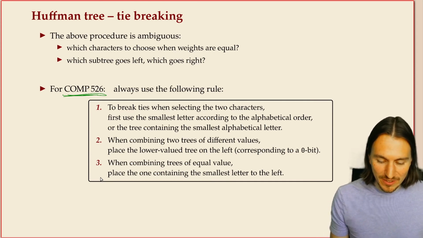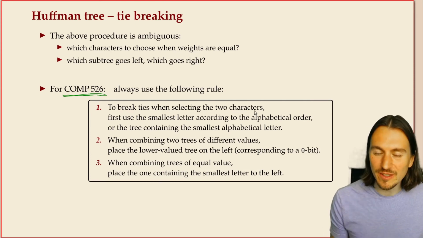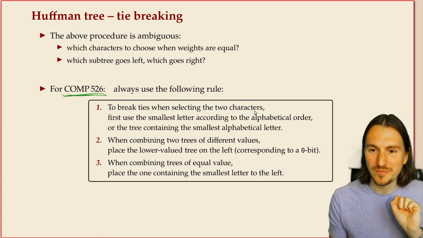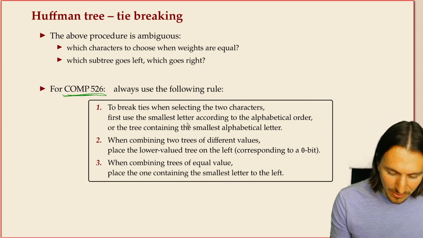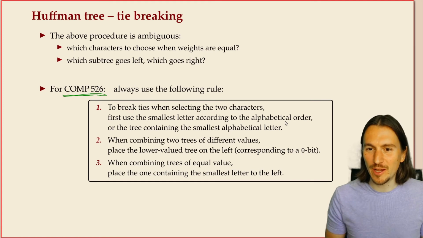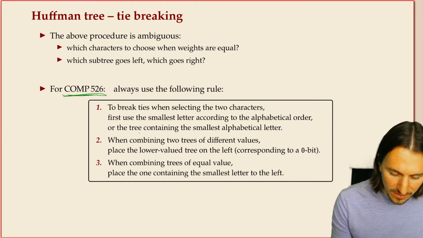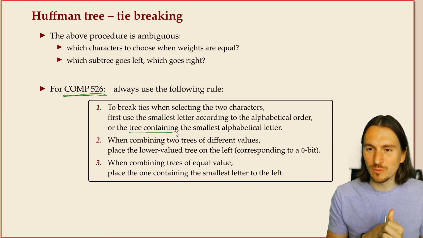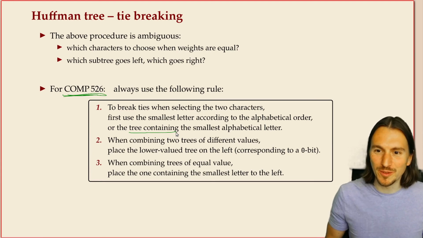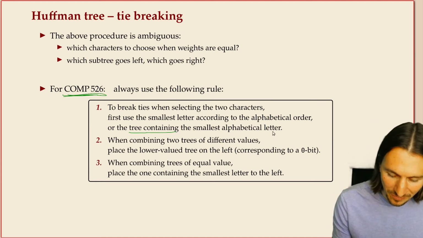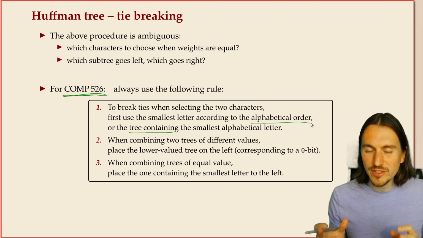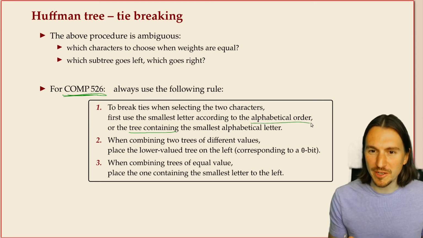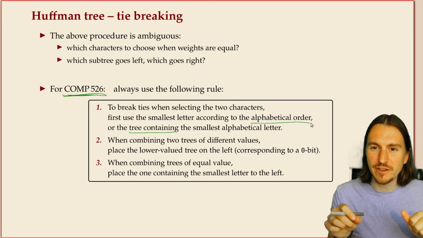So we break ties as follows. When selecting the 2 characters in step 1, we always use the ones that come first in the alphabetic order, or the little trie that contains the smallest alphabetic letter. And you can trace the example, that this is also what we did. So in step 1, we break ties by using alphabetic order, and we use the smallest character in the entire trie.